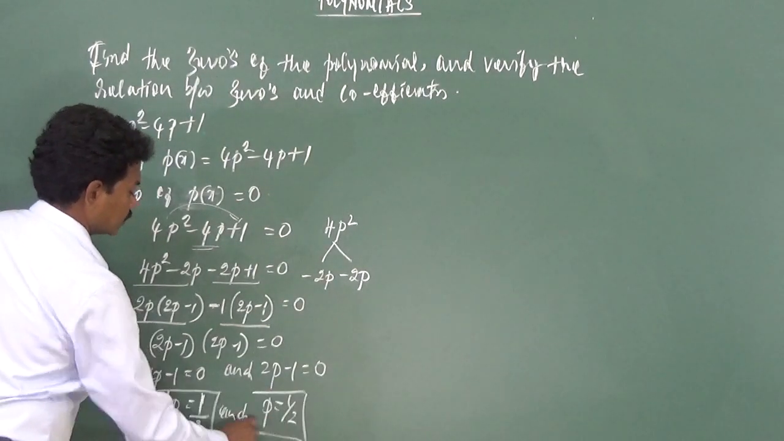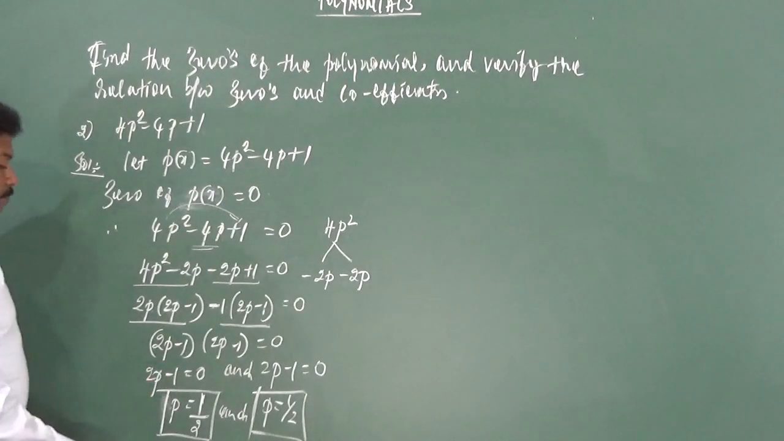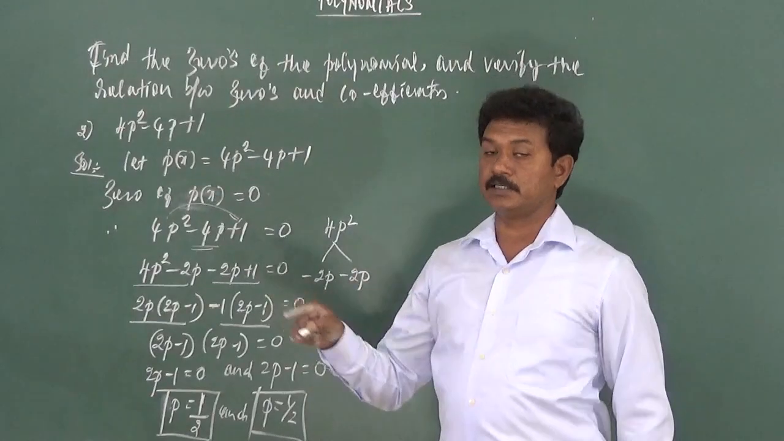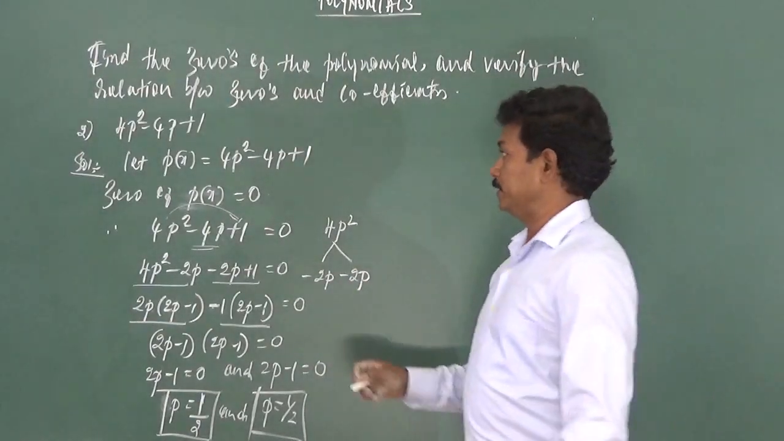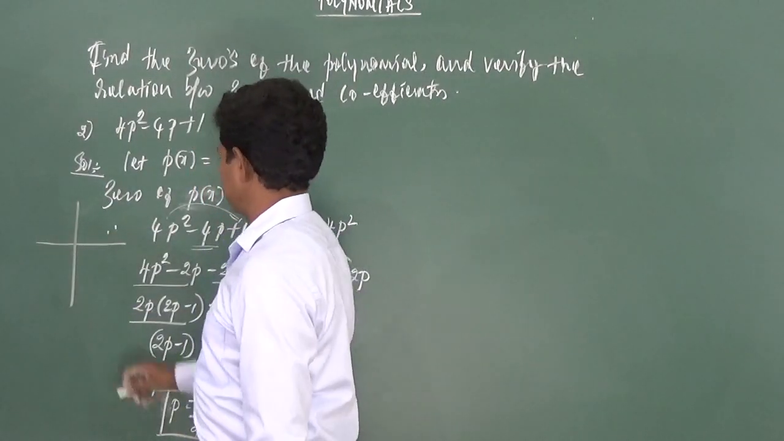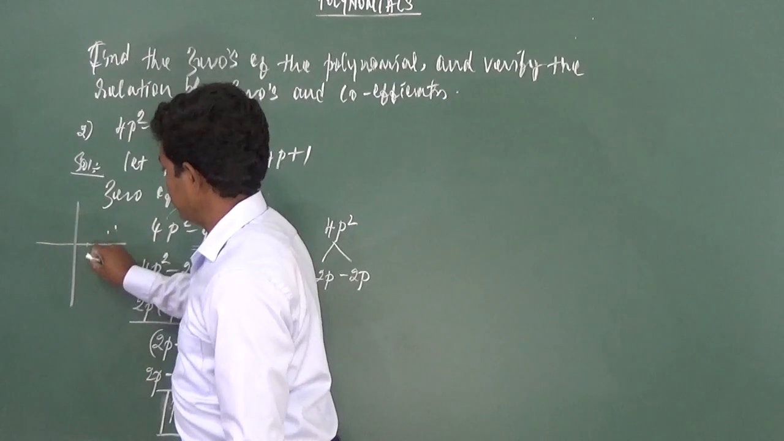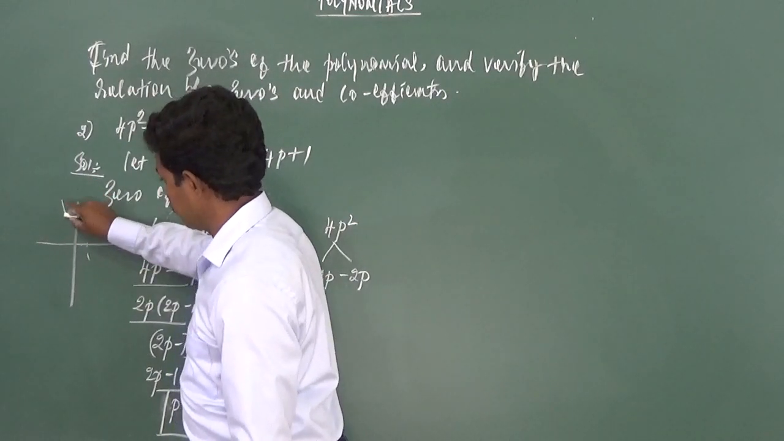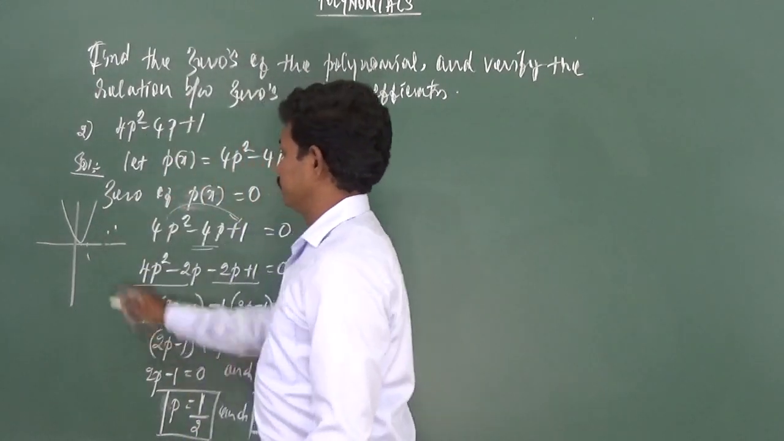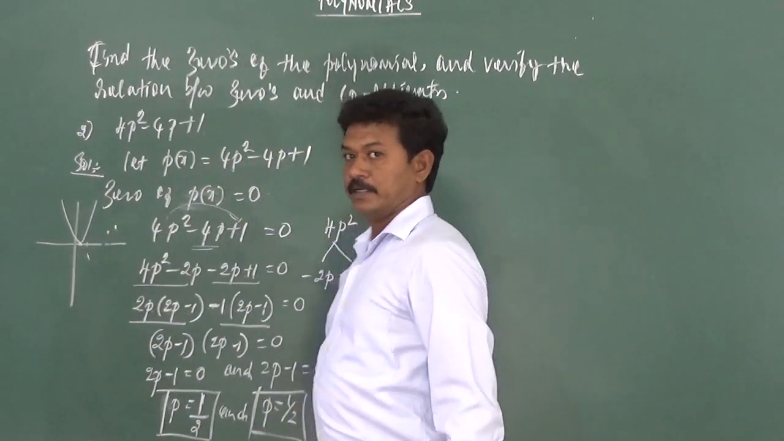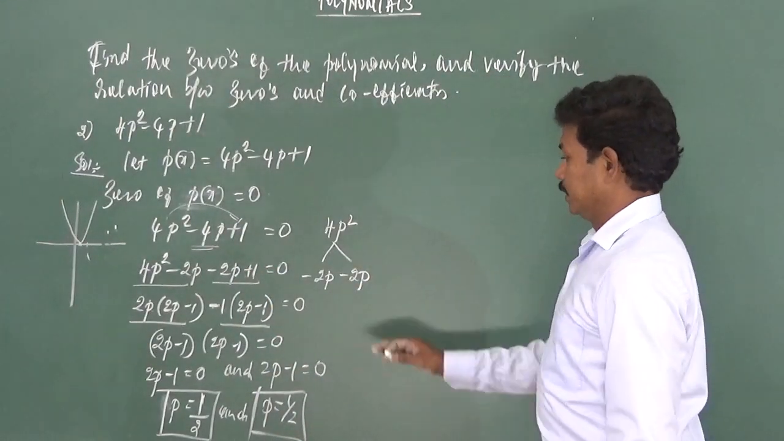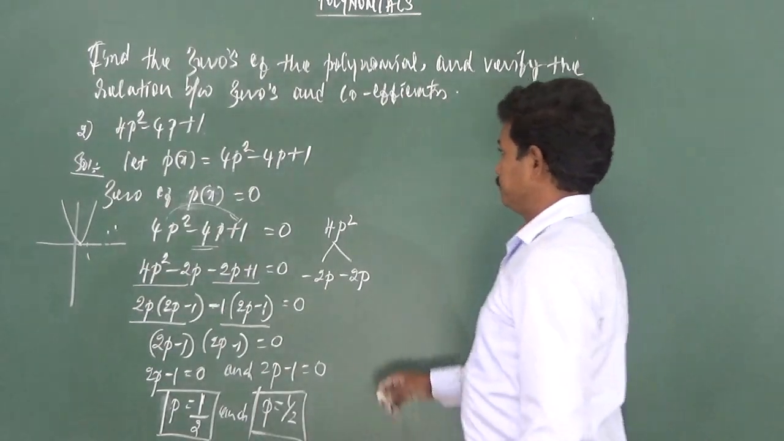So I hope the graph for this quadratic polynomial is touching the x-axis at one and only one point, maybe something like this. That is 1 by 2, that is 0.5. This is 1 and this is 0.5, the quadratic polynomial is touching the point 0.5 like this. So this is how you have to imagine the geometrical meaning of polynomials. So p is 1 by 2 and p is 1 by 2.